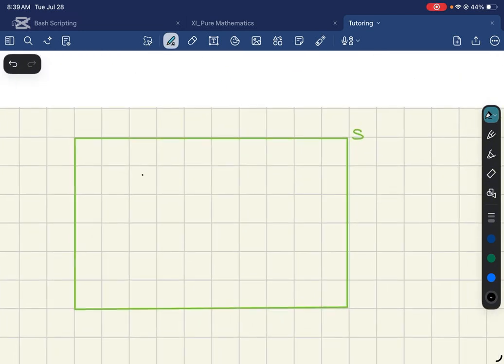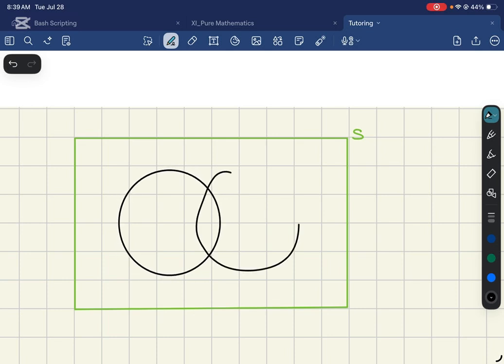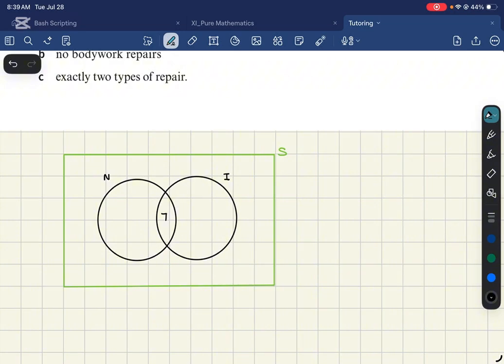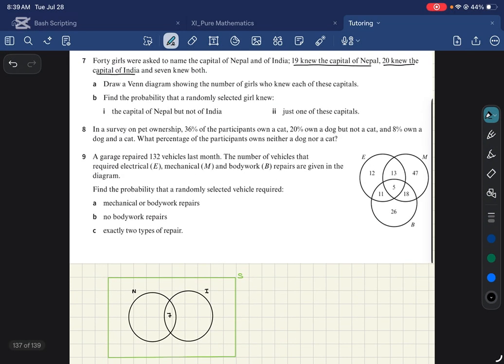All right. So let me draw this as two circles for my Venn diagram. My first circle, I'm going to call it N. My second circle, I'm going to call it I. So N is the set of girls who knew the capital of Nepal, and I is the set of girls who knew the capital of India. And we are given that 7 of them knew both, right? 7 knew both. All right.